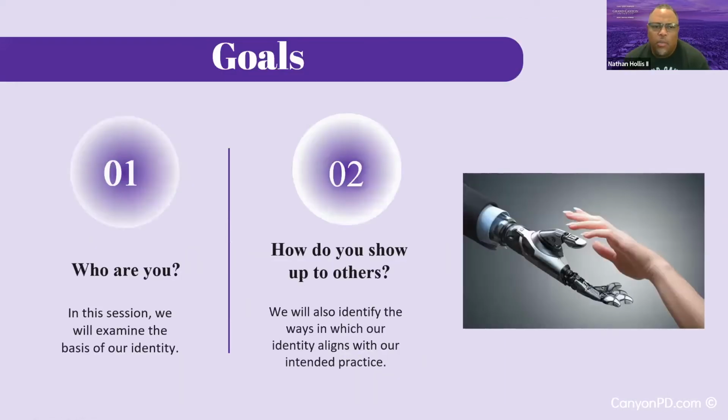As a part of our goals today, we have two that we want to achieve. One, I really want to get to who you identify as being. So in this session, we're really going to take some time to examine the basis of your identity, who you are, and all the different components and complexities that may include. Secondly, we also want to help identify the ways in which the identity that you have aligns with your intended practice. That's why it's really important to talk about who you are so that we can see if there's alignment between that and how you teach.